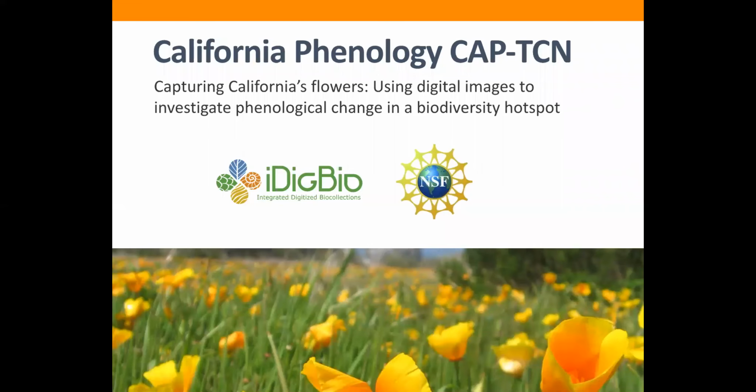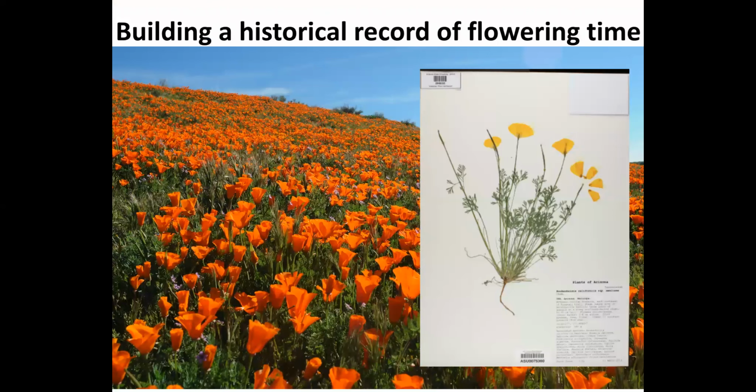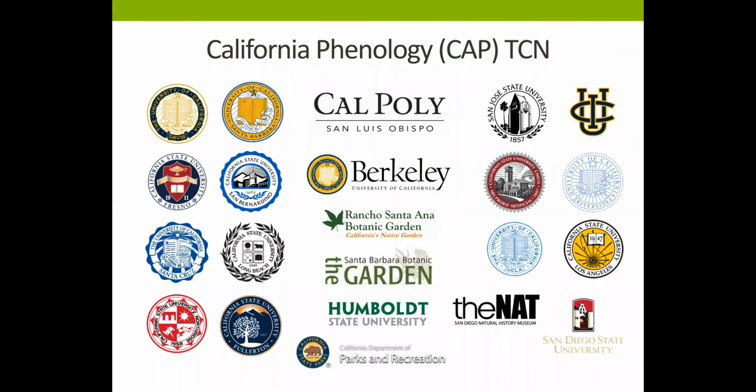And so this led to the creation of this digitization project. And our goal is to build a data set that answers these questions. We're doing that by building a historical record of flowering time using herbarium specimens housed at California Herbaria. Initially on our project, we had 22 funded partners, although now we've brought on about 6 more.